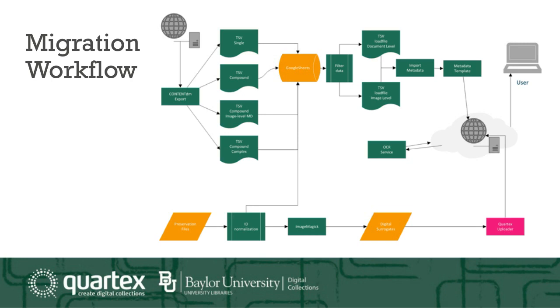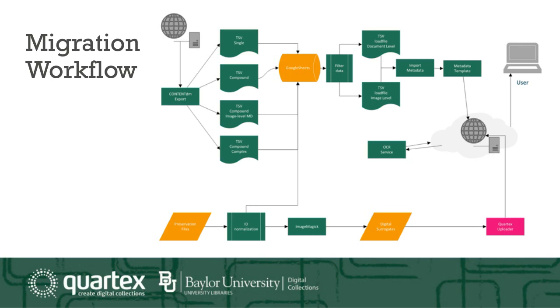But first, we started by creating our collections in Quartex as we were moving through our priority list. We configured metadata ahead of the collection migrating. We configured the metadata templates to pair with the ContentDM field names, to get them to pair up with the Quartex field names. So we updated IDs as necessary, and verified all assets were accounted for on the preservation server before we entered this workflow that you see here.